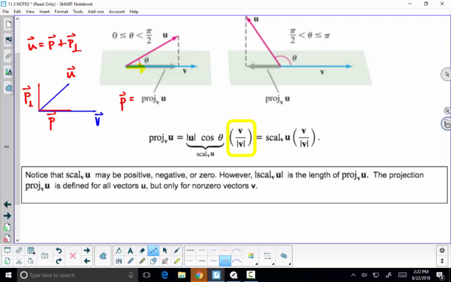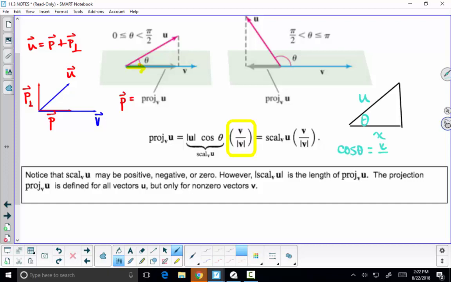If that's not totally obvious to you, then you set up this triangle. Think about this triangle right here, where we're going to call the diagonal the magnitude of u, so I'll write a u with no vector symbol over it. Call this angle here, this x, we don't know what it is. Well, if we take cosine of theta, we get x over u. So that tells us that x is equal to u cosine theta.